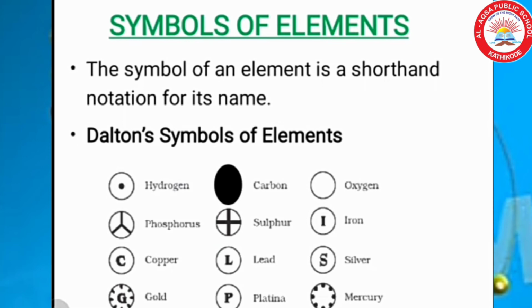Now we can discuss the symbol of elements. What is a symbol? The symbol of an element is a shorthand notation for its name. Dalton was the first scientist to use the symbols for elements in a very specific sense. When he used a symbol for an element, he also meant a definite quantity of that element, that is, one atom of that element. Here we can see the symbols of different elements given by Dalton.